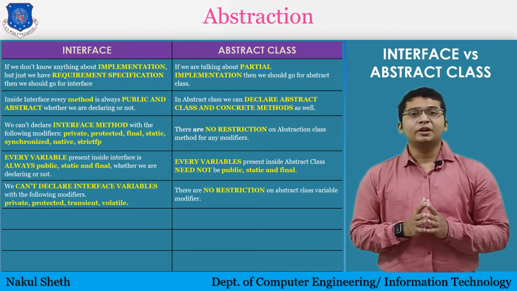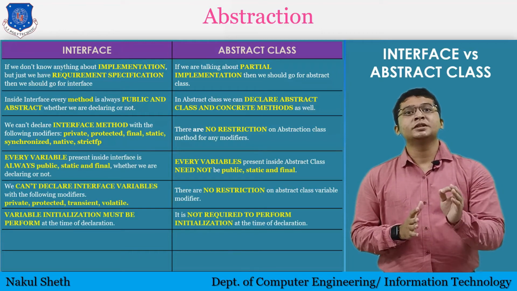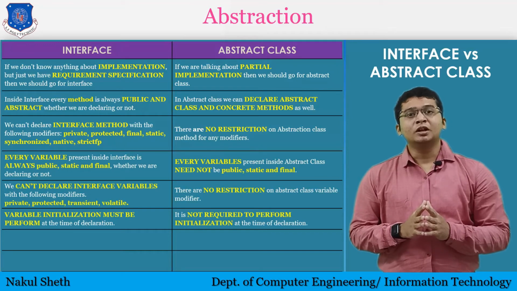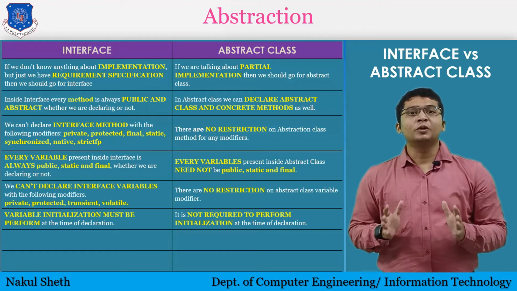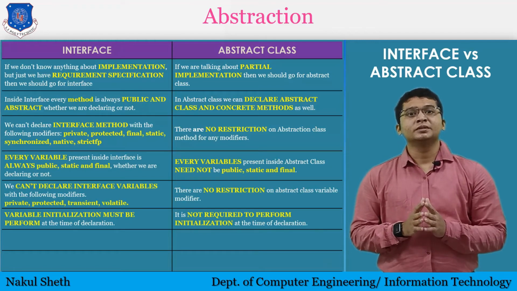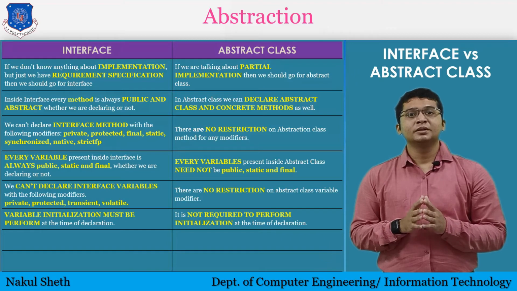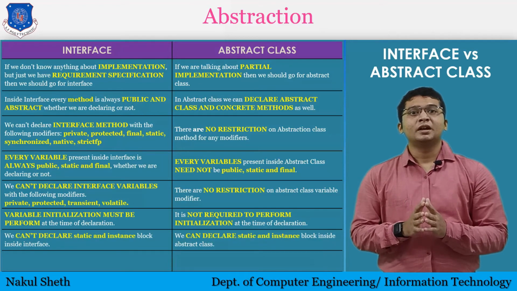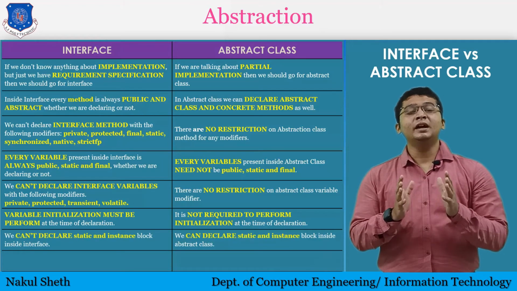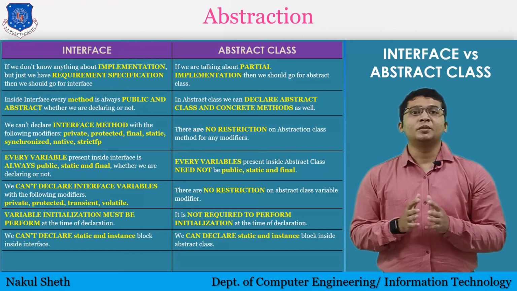Now another important difference between interface and abstract class is that for an interface variable we compulsorily should perform initialization at the time of declaration, otherwise we will get a compile time error. For an abstract class variable, it is not required to initialize at the time of declaration. These three points, fourth, fifth and sixth, are all about variables. The next difference: inside an interface we can't declare an instance block or static block, otherwise we will get a compile time error. But in an abstract class, we can declare an instance block or static block as well.